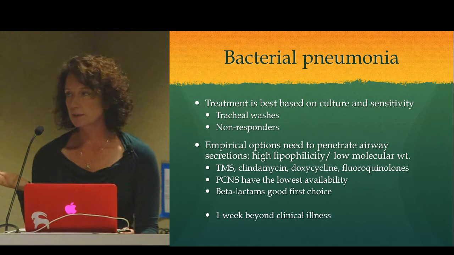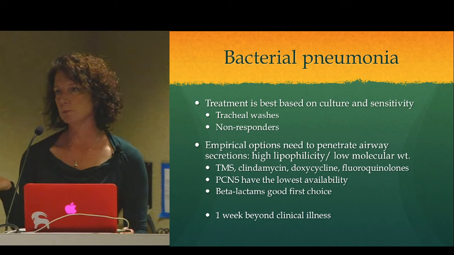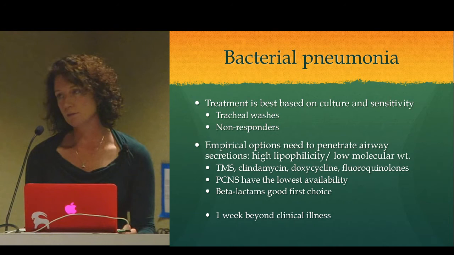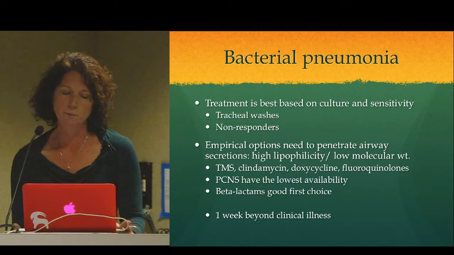Doxycycline, of course, is what most of us are using, and it is good for lower airway disease as much as upper airway. Remember, Bordetella and Mycoplasma were on those lists, and they are susceptible to doxy. Fluoroquinolone, certainly. Most people will reach for Baytril in these scenarios, and that's good. Your penicillins do not have good availability to those airways, but your beta-lactams will. So Clavamox is an empirical choice, which is often people's empirical choice, not necessarily in the shelter, but for pneumonia in general. And you want to treat 1 week beyond clinical illness.